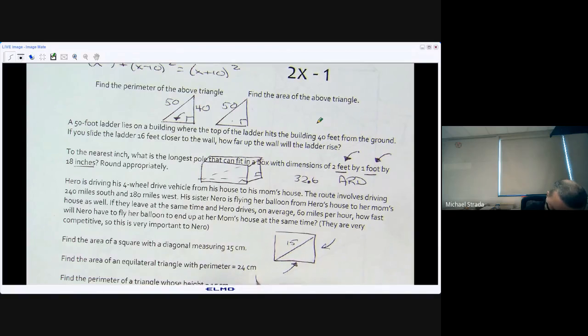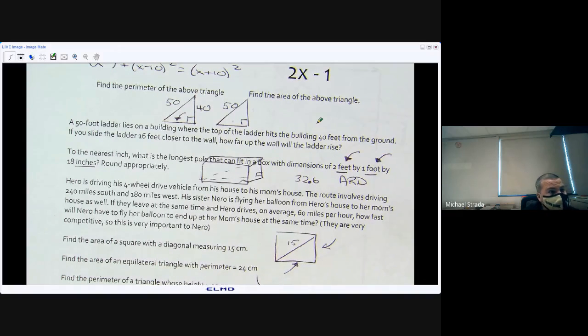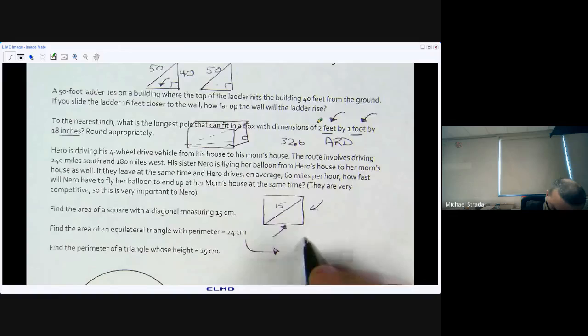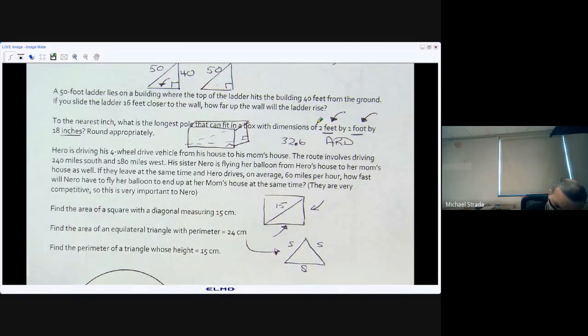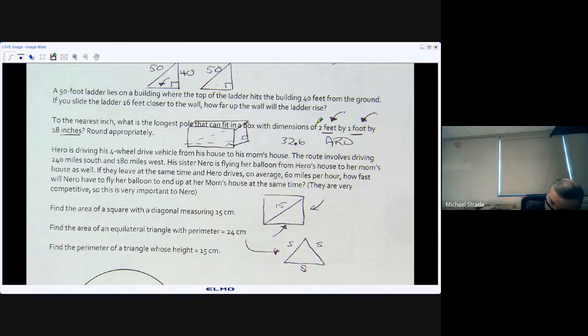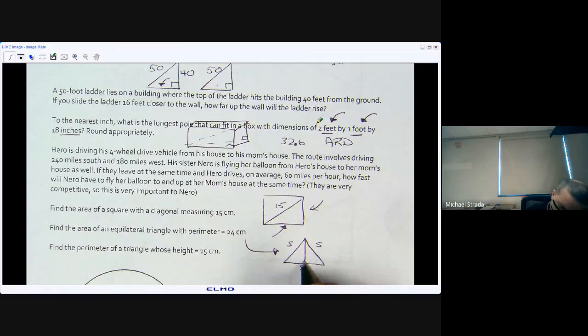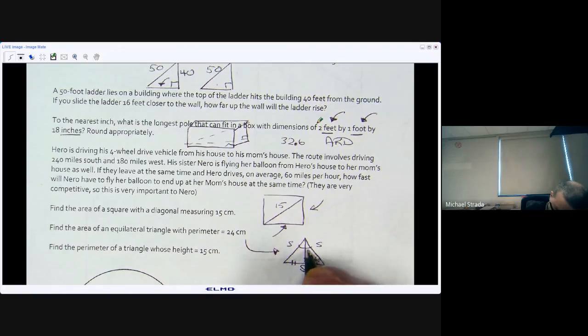You may fall under human error if you do that. Find the area of an equilateral triangle with a perimeter of 24 centimeters. That means all the sides are the same. So to get the side length, you just take the perimeter and divide by 3. And then keep in mind that you need the height to get the area of the triangle. And that bisects that side, and it bisects that angle. So basically, I start with 60 degrees, and I end up with a 30, 60, 90 right triangle.